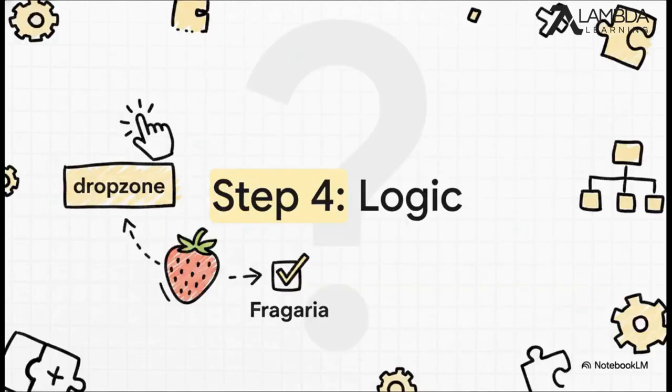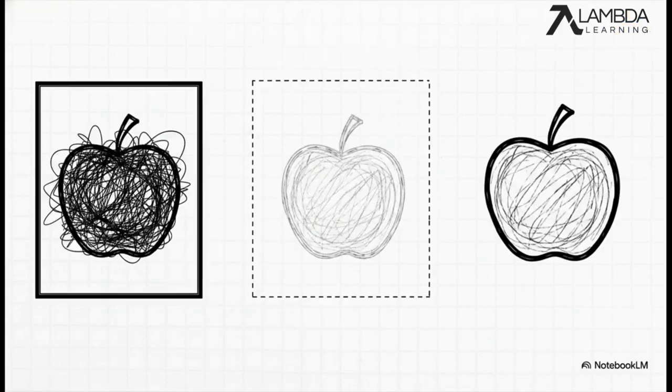Step 4. Logic. Just double-click the drop zone and pick Fragaria as the correct match. Drop that opacity to 0, the interface vanishes, letting learners interact directly with the image itself.